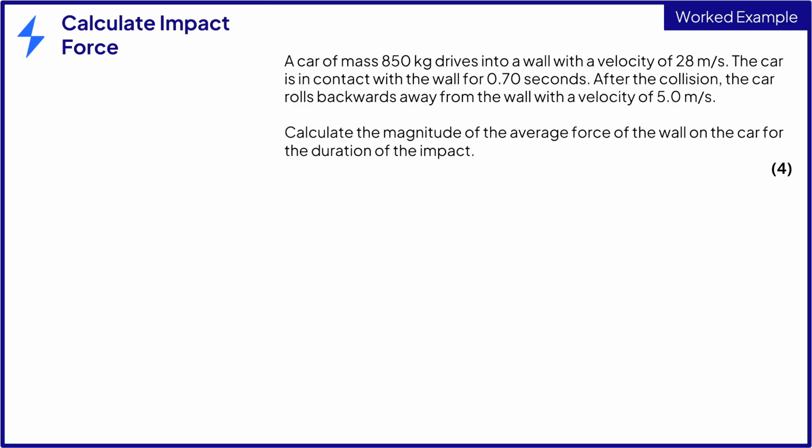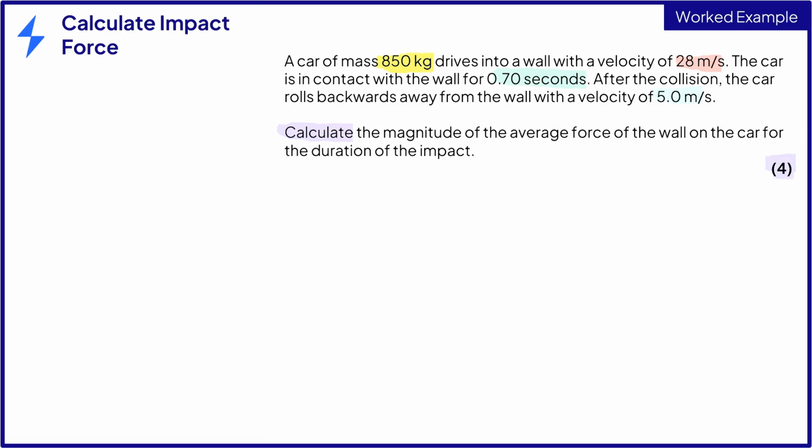This worked example is about calculating the impact force. A car of mass 850 kilograms drives into a wall with a velocity of 28 meters per second. The car is in contact with the wall for 0.7 seconds. After the collision, the car rolls backwards away from the wall with a velocity of 5 meters per second. Calculate the average force of the wall on the car for the duration of the impact for 4 marks.